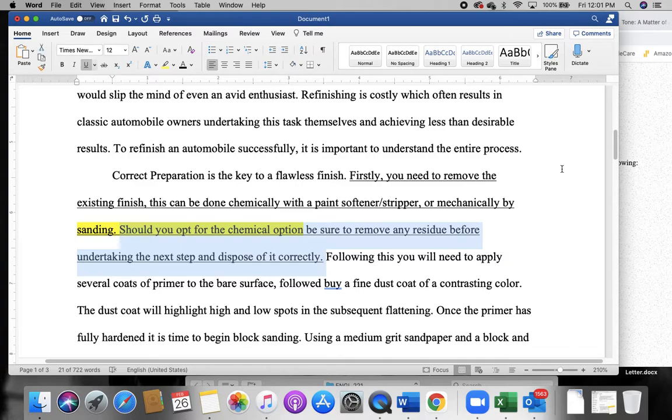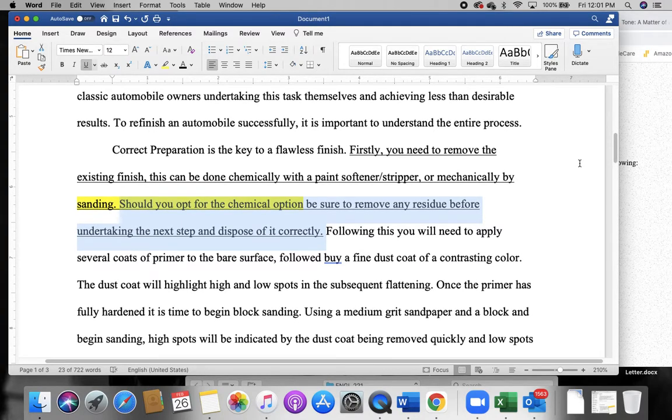The second sentence says, should you opt for the chemical option, be sure to remove any residue before undertaking the next step and dispose of it correctly. So the main idea here is about what happens if you opt for the chemical option. Sorry, I am not familiar with refinishing, so I'm struggling to access the language for it. The main idea is about if you opt for the chemical option of removing the finish.